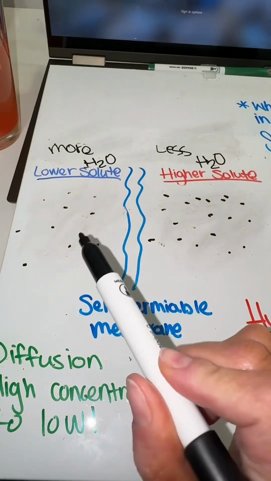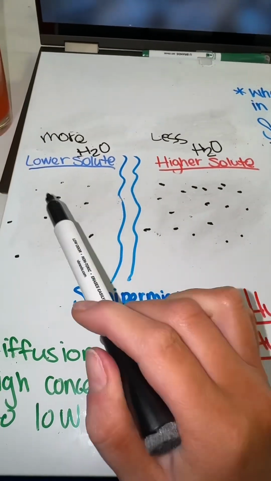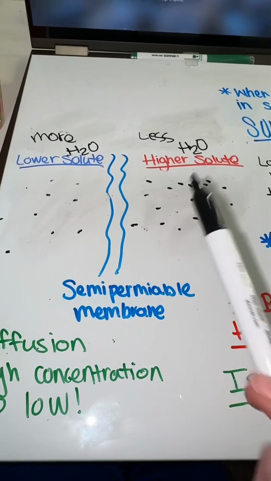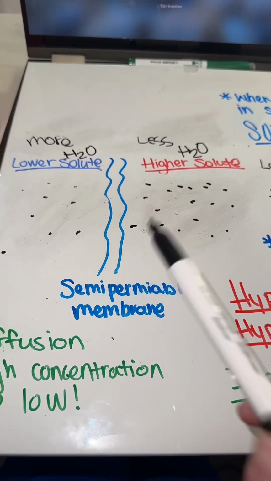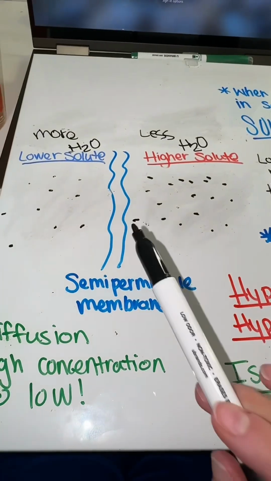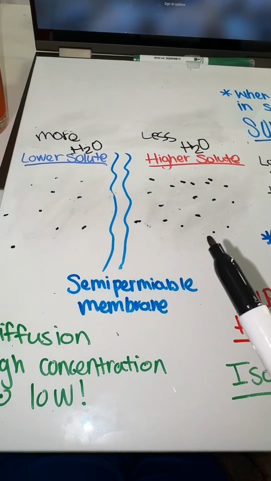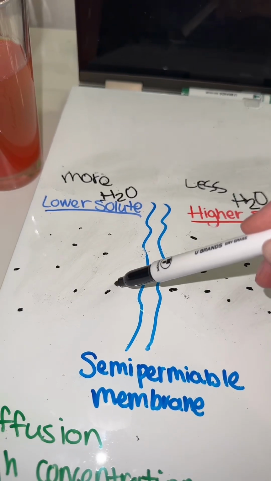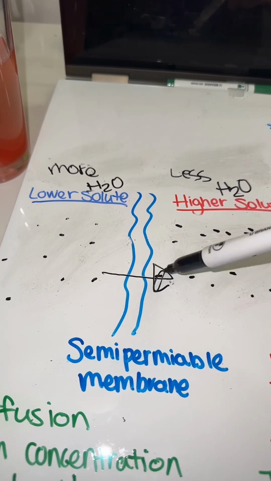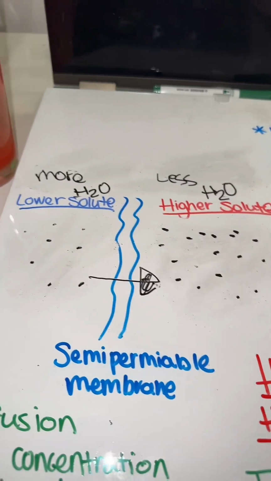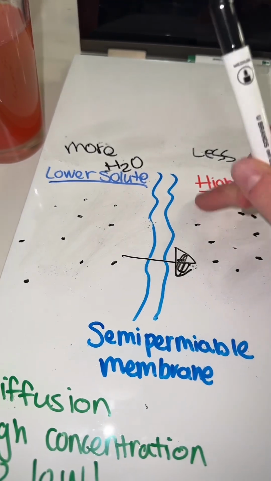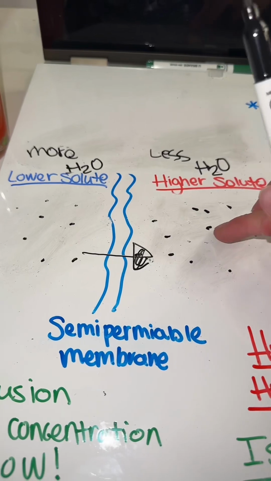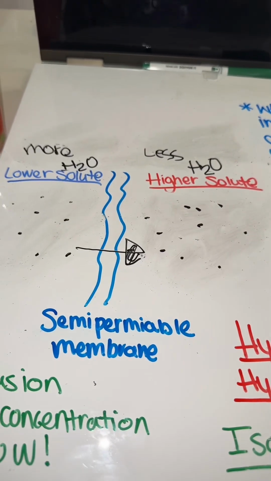Now, water likes to follow solute. So if there's more water on this side, it's going to transfer over to this side through the semi-permeable membrane to try and create a more equal or isotonic cell. So in the process of the H2O coming over to the higher solution is hopefully going to even it out and create a more equal or isotonic cell.